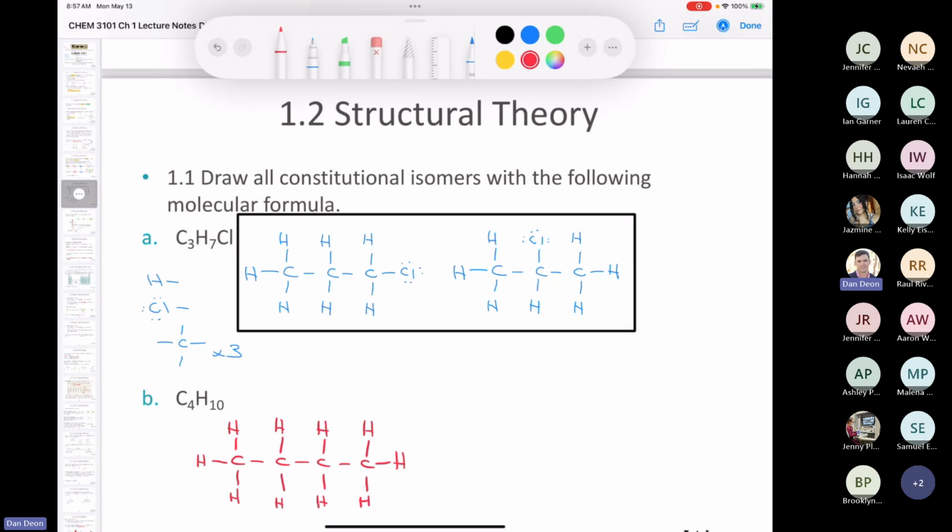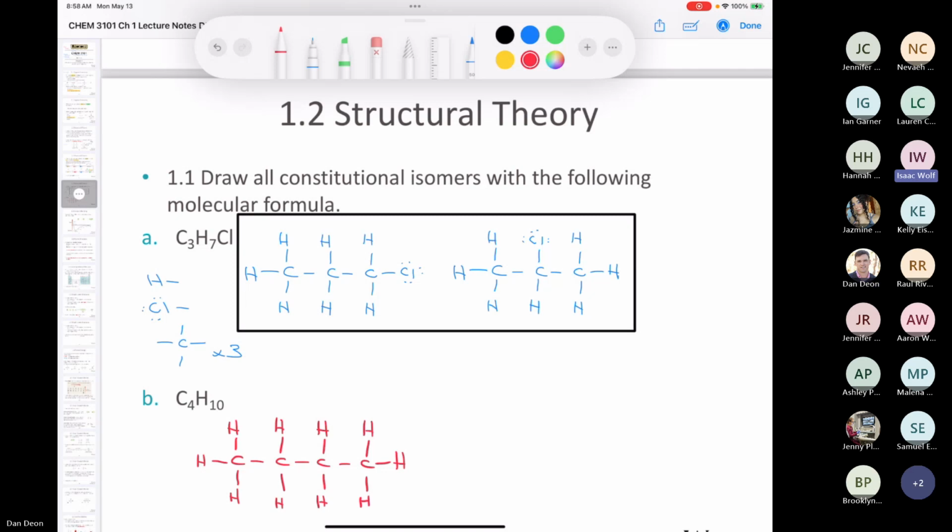Now, I'll just give you a hint on this one, because since we're just getting started, it's the first day of class. There is one other constitutional isomer for this compound. Could anybody give me an idea of how I could make that constitutional isomer? Not what I'm doing wrong, but how I could modify the structure? There is a way I can modify it to make one more constitutional isomer. How would I make another constitutional isomer for this compound? Does anybody have an idea?